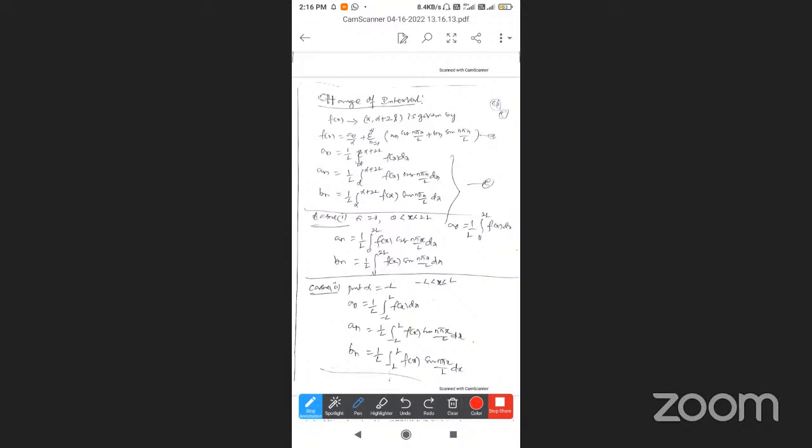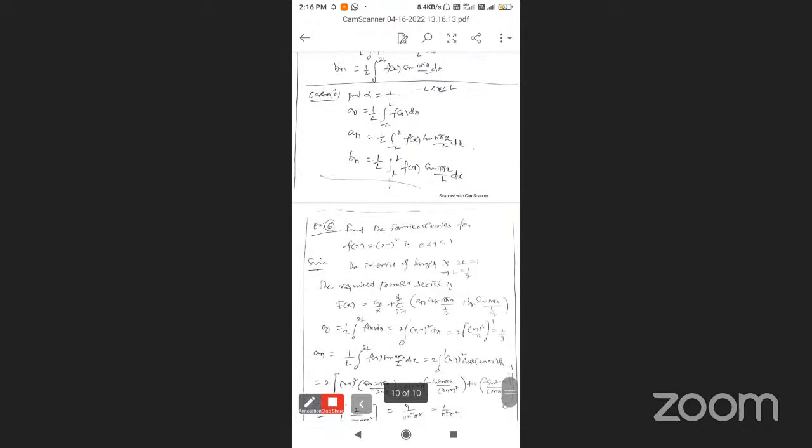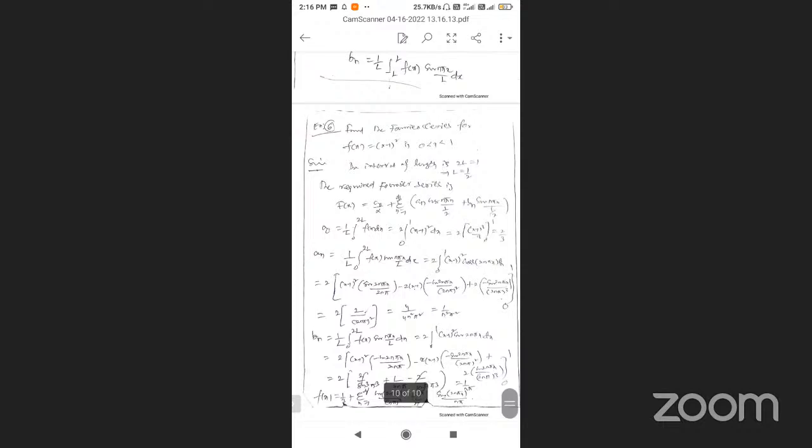Now, example 6 problem. Alpha is equal to minus L, we got integration also, alpha is equal to 0 to L. When alpha is minus L, it is minus L to L, in corollary 1, corollary 2, case 1 and case 2 also. In example 6, f of x is equal to x minus 1 whole square, for 0 less than x less than 1. And what is the interval?